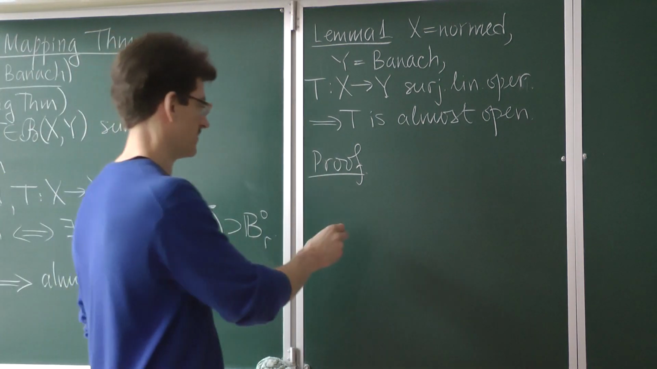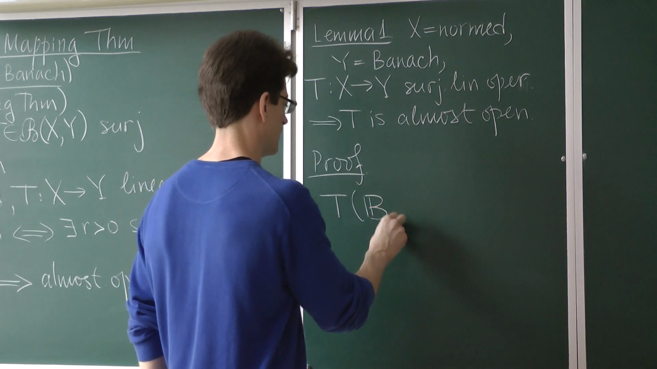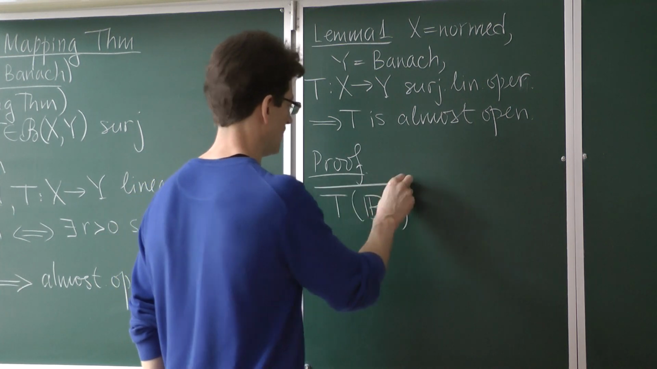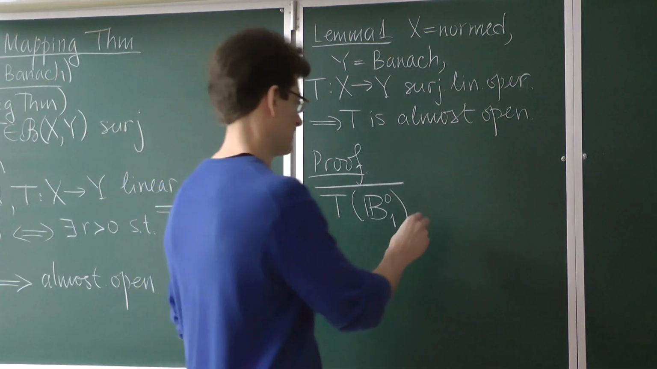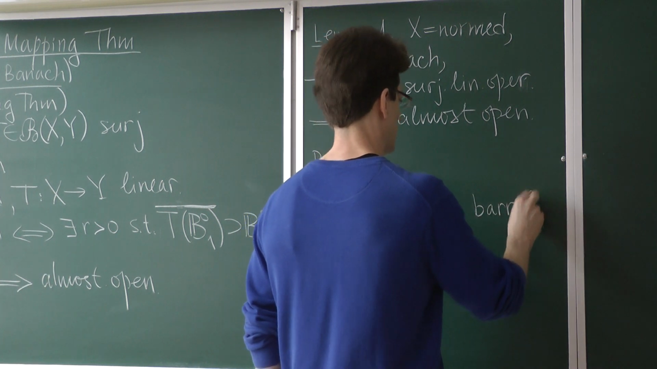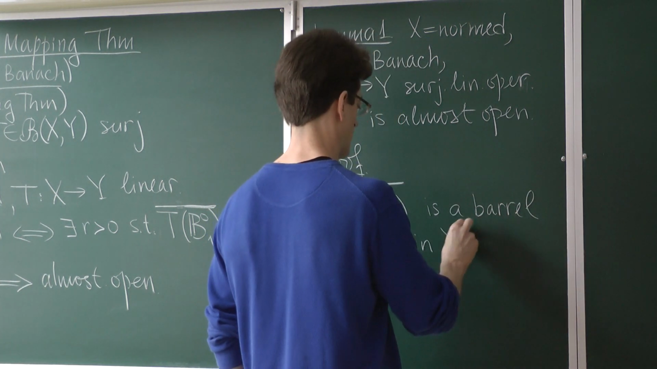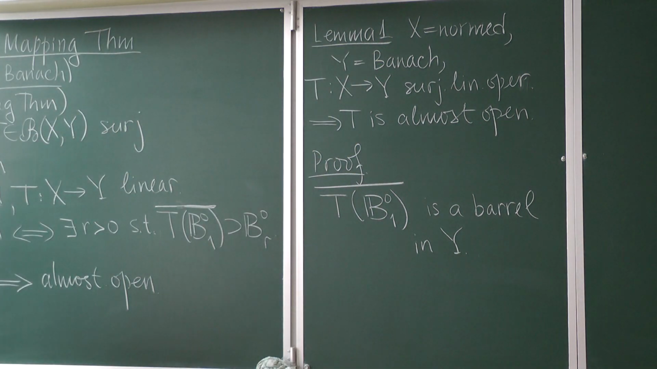It's enough to observe that if we take the closure of the image of the open unit ball, then the set is a barrel in Y. So let's recall that a subset of a normed space is a barrel if it is absolutely convex, closed, and absorbing.